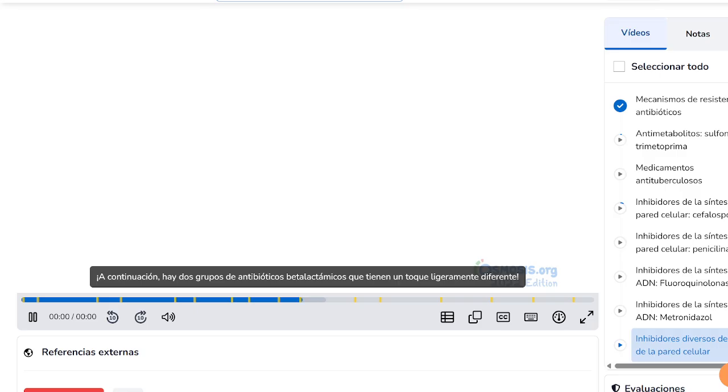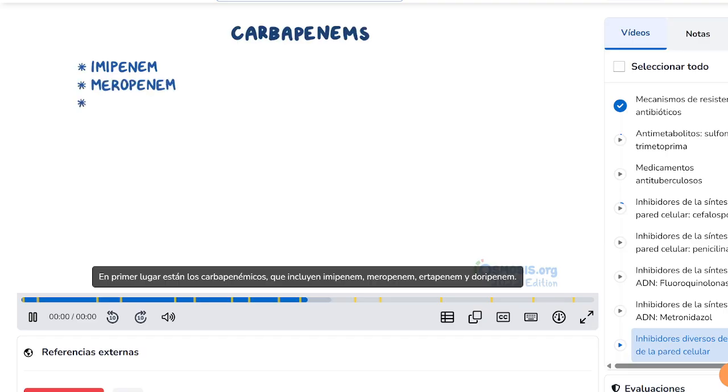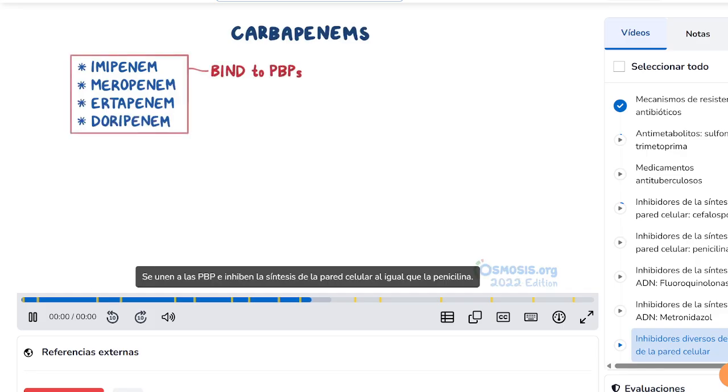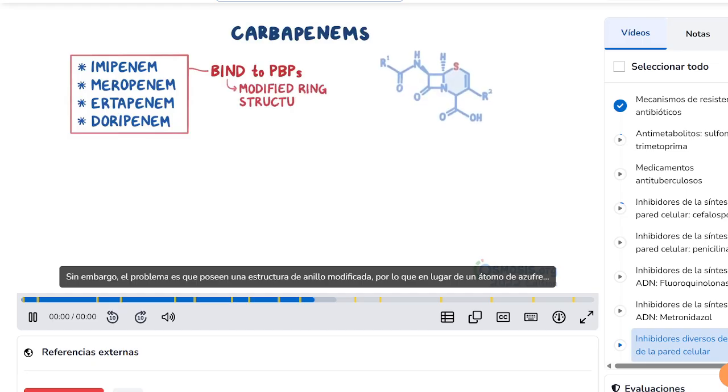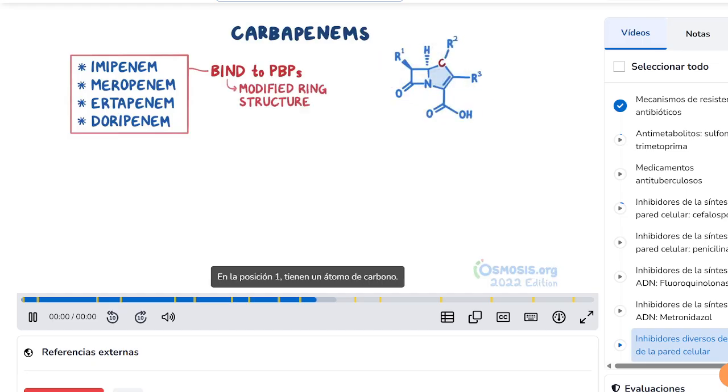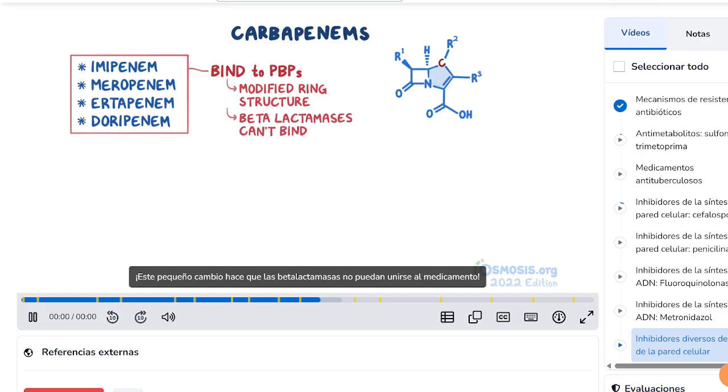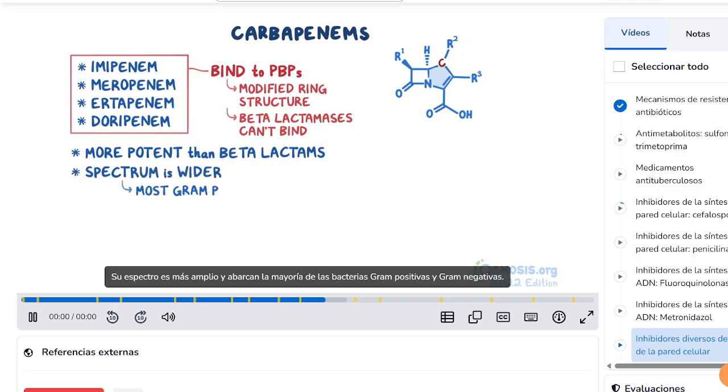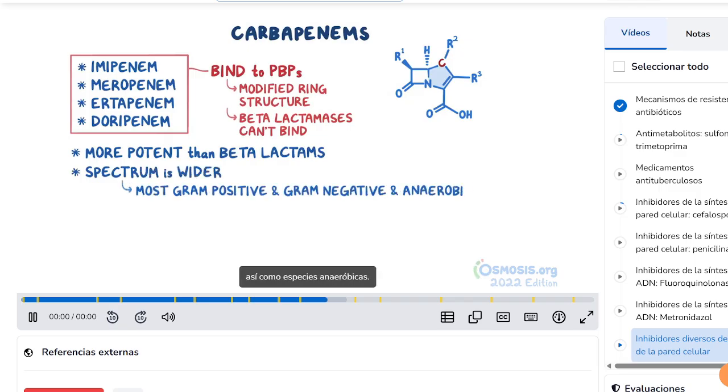Next are two groups of beta-lactam antibiotics that have a slight twist. First are carbapenems, which include imipenem, meropenem, ertapenem, and doripenem. They bind to PBPs and inhibit cell wall synthesis, just like penicillin. However, the twist is that they possess a modified ring structure. So instead of a sulfur atom at position 1, they have a carbon atom. This tiny change makes the beta-lactamases unable to bind to the medication. Carbapenems are considered to be more potent than the other beta-lactams. Their spectrum is wider and they cover most of the gram-positive and gram-negative bacteria as well as anaerobic species.